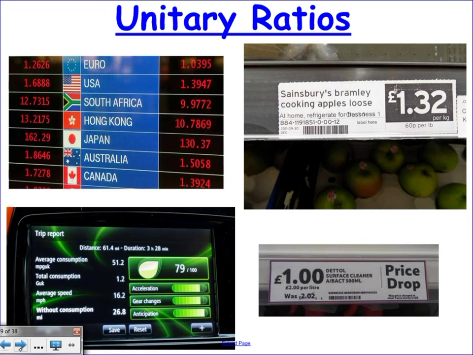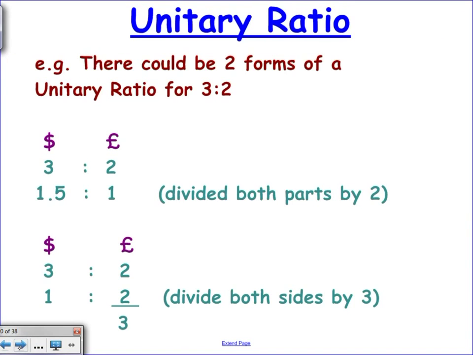When you go to Sainsbury's, what's this? 60 pence per pound for Bramley apples. So I'm forcing the pounds to be the number one. Trip computers on aircraft or cars, 100 miles per hour. I'm forcing the hours to be the number one. Yeah, 1 hour, I do 100 miles. Okay? So that's how it works. So you can actually choose which of the units you want to make the number one.